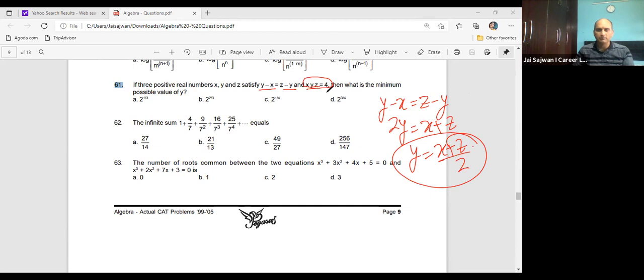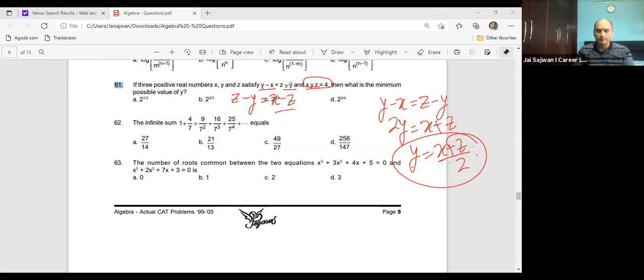So y is the middle term. If it is the middle term, what is the minimum value of y? Fine. I know that y is the average of these and that needs to be minimum. I will say all of them can be put as equal. So here also I can put y is equal to z and x as y, z as x, y as z.